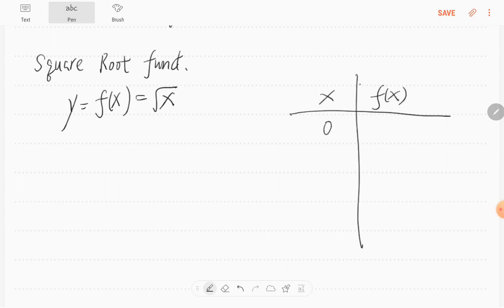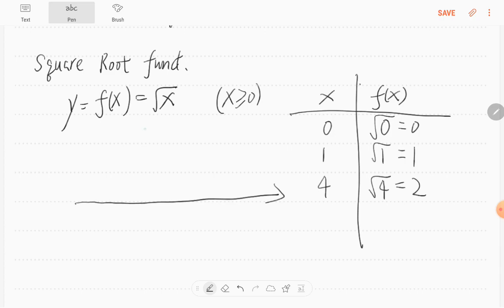When x equals 0, f of x is the square root of 0, which is 0, right? When x equals 1, the square root of 1 equals 1. When x equals 4, the square root of 4 would be 2, right? We always choose some integers. Now can we take x to be a negative number? No, because for the square root of x, x must be greater than or equal to 0. So we have no negative x values.